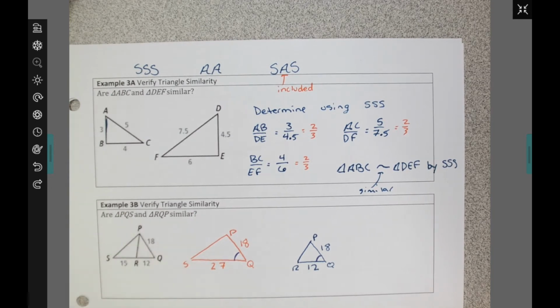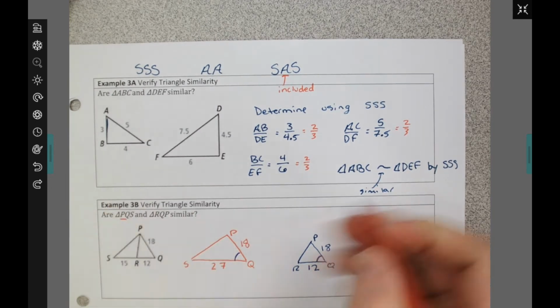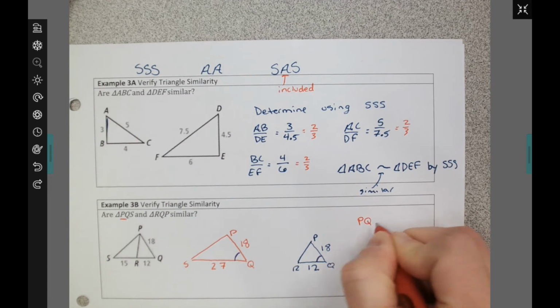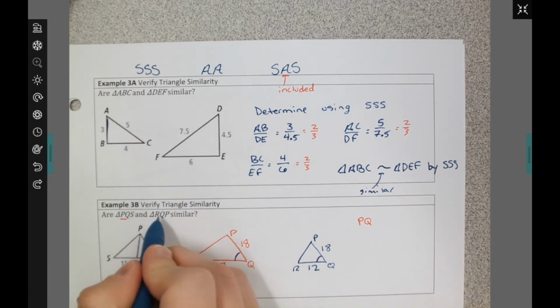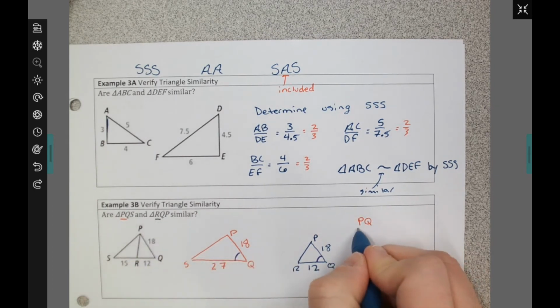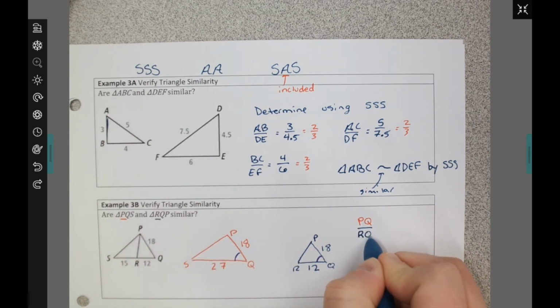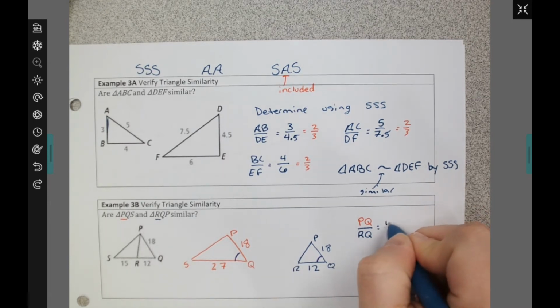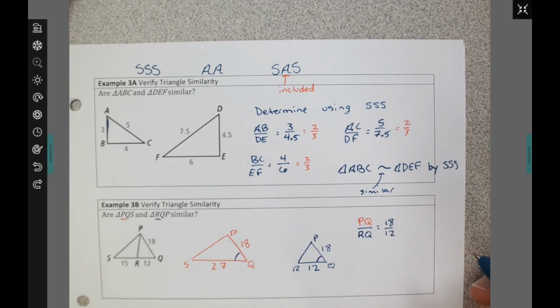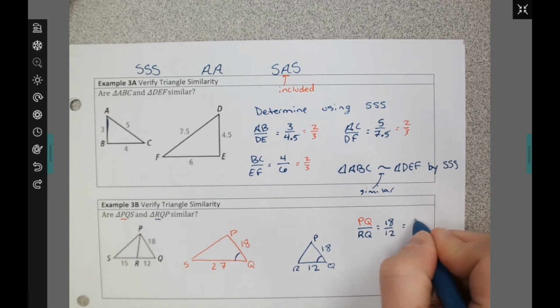So I have PQ. We have to go ahead and match it up to the other triangle. So the other triangle goes RQ. So our first thing here would be PQ to RQ. PQ is 18. RQ is 12. We go ahead and simplify that. We get 3/2.